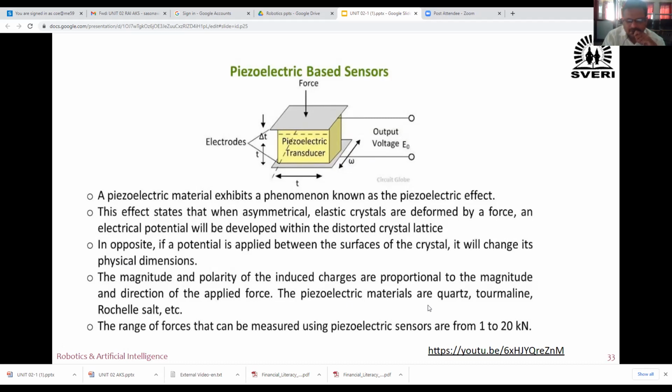The piezoelectric materials are quartz, tourmaline, Rochelle salt, etc. Therefore, these are the different piezoelectric materials: quartz, tourmaline, and Rochelle salt, etc. The range of forces that can be measured using piezoelectric sensors is from 1 to 20 Newton. Now, you will find use of piezoelectric sensors in vibration measurement.